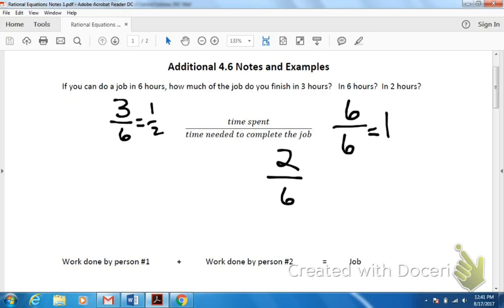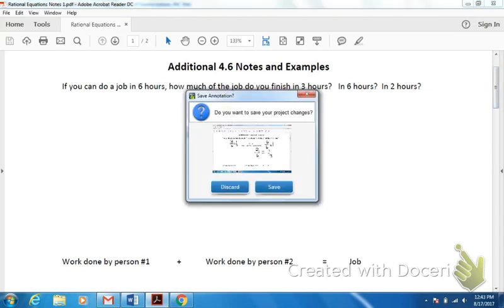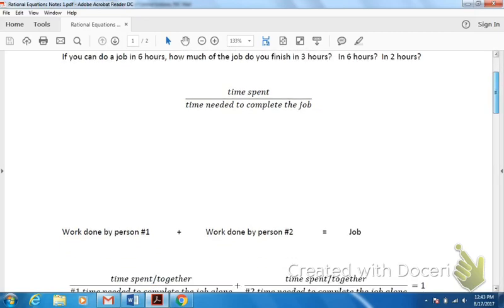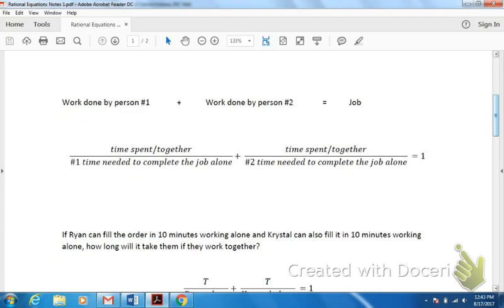Now, we may not just know that off the top of our head, but now that we realize, oh, 2 over 6, and then I'm just reducing. So, when we think about these word problems, each of the parts are going to be made up by thinking about the fraction of work that each person does in a certain amount of time. So, think about the work done by person number 1 plus the work done by the second person equals the whole job. Make sense? So I do some work, Leanna does some work, together we're doing the whole job.